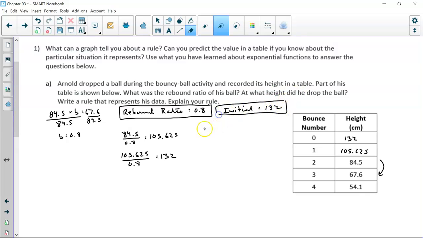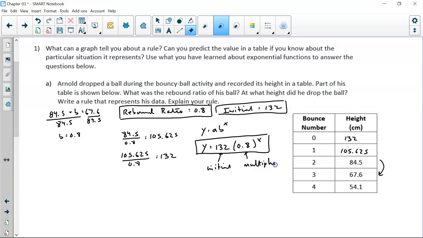So these exponentials, y equals a times b to the x. A is our initial and b is our multiplier, in this case the rebound ratio. So y equals 132 times 0.8 to the x. The initial is 132, and our multiplier is our rebound ratio. So we've done this before. It's just re-emphasizing. It's another way to look at these.